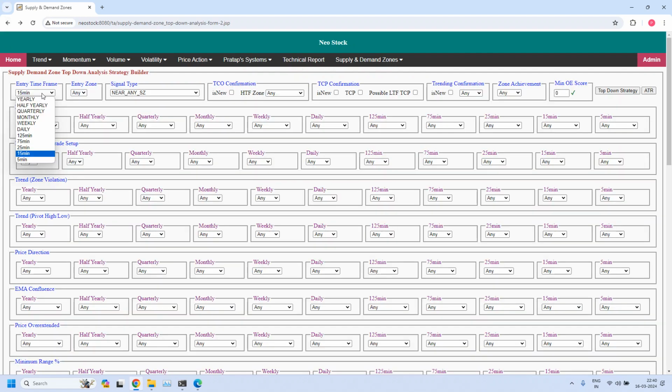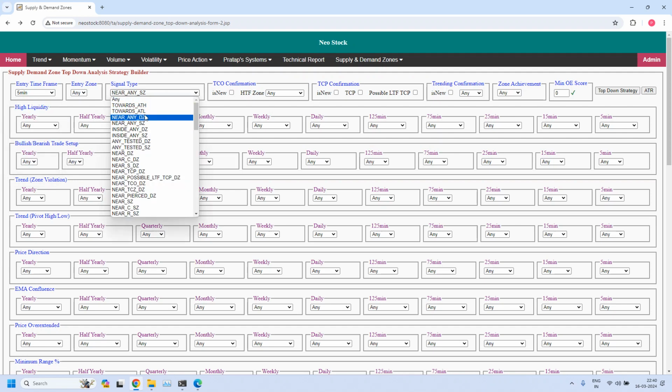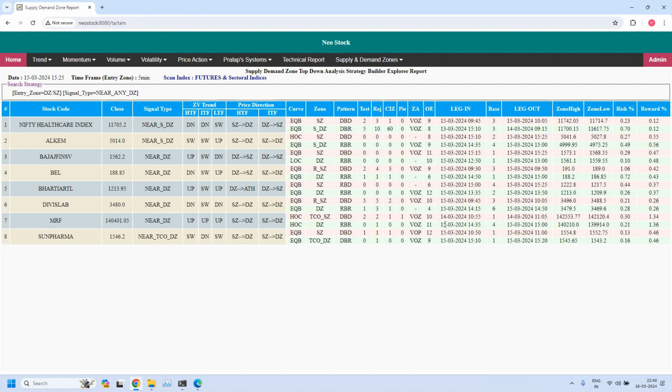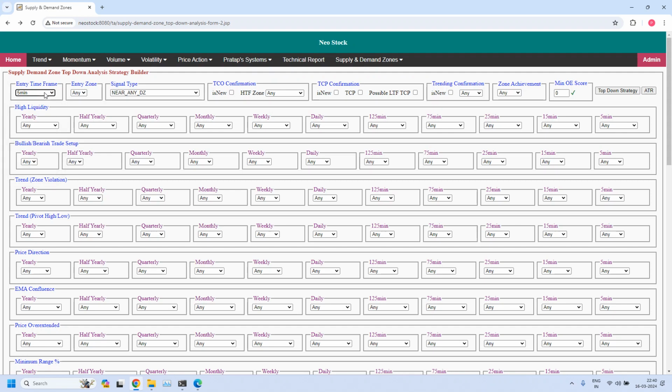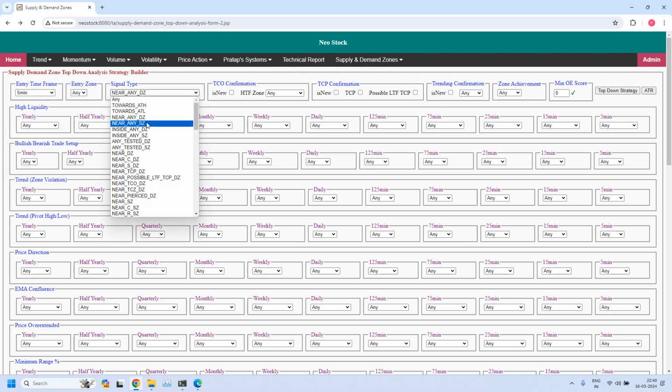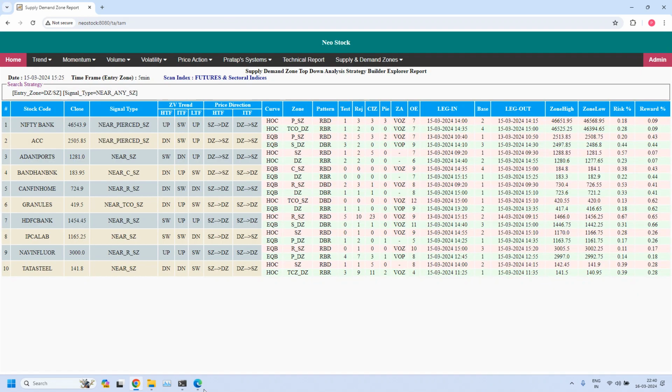So let me go back. Changing the time frame to 5 minutes. Let us find the stocks near 5 minutes demand zone. So these 8 stocks are filtered, which are near to the 5 minutes demand zone. Let's go back. For 5 minutes time frame, let us find the stocks near 5 minutes supply zone. So these 10 stocks are filtered.